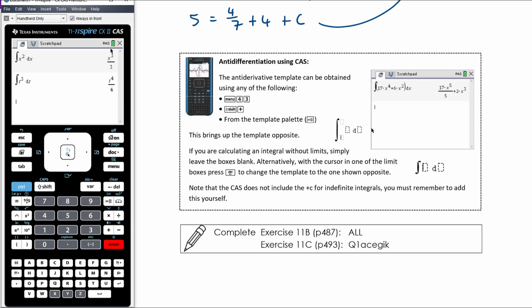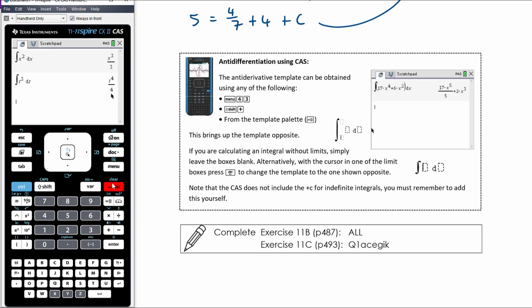You'll notice also that your CAS doesn't give plus c, so it's really important that you remember that you need to add the plus c on if you're writing your answer on the paper. The last way you can get the template is through the template palette, and so this is the option down here without the limits, or back on the previous row there's the integral with the limits. Okay, so same template. Shift plus is the quickest way to find your integral, however.